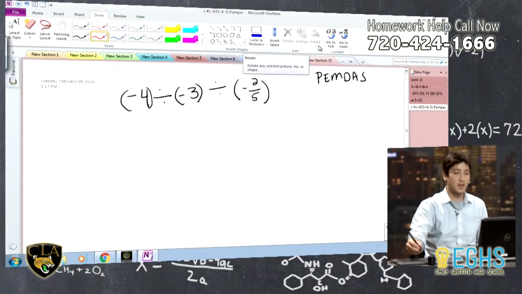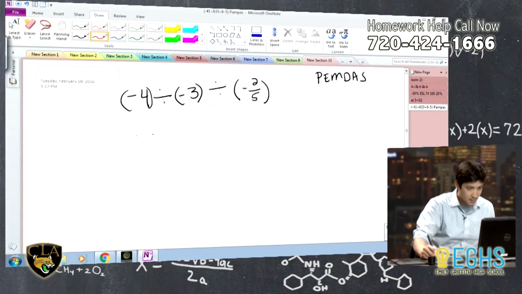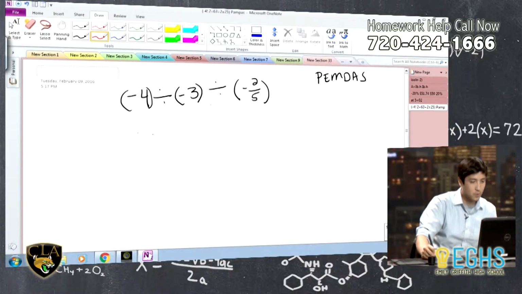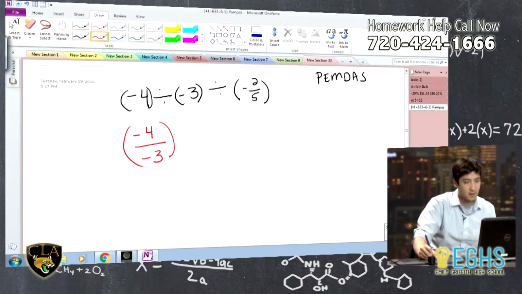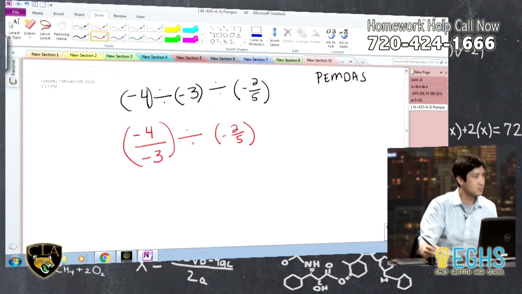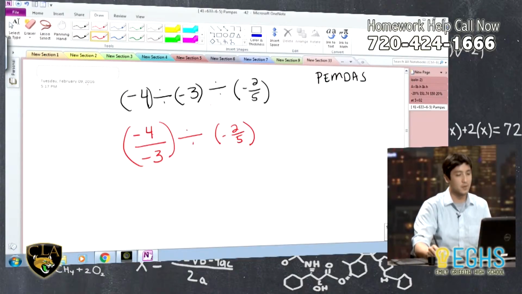So all I'm going to do is kind of walk through this and say -4 divided by, actually I'm going to write this as a fraction. Remember that division we could rewrite as a fraction and say -4 divided by -3. I'm going to simplify that. Divided by -2/5. Now, we wanted to, in the end, write this as a whole number, I believe, or a mixed fraction. Is that right? Yes. As a proper fraction or as a whole or mixed number.